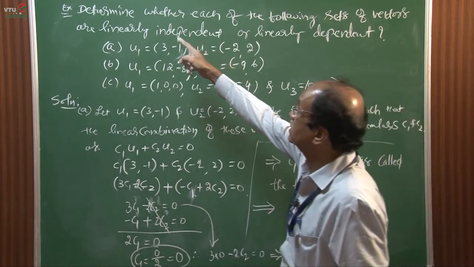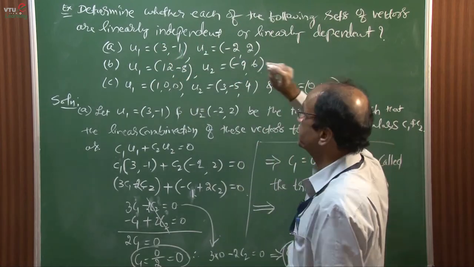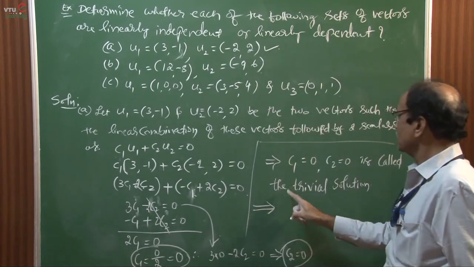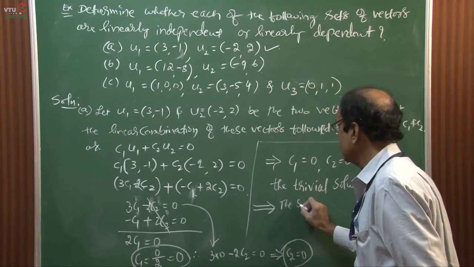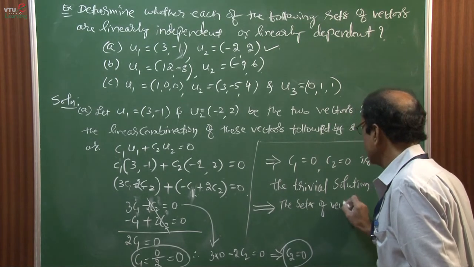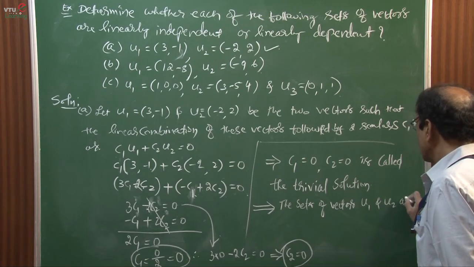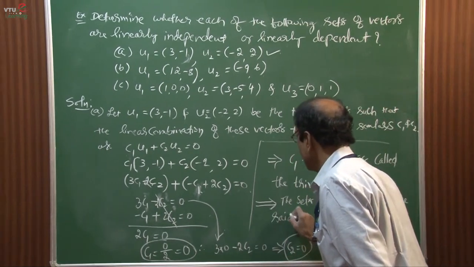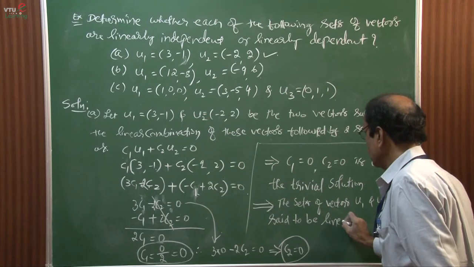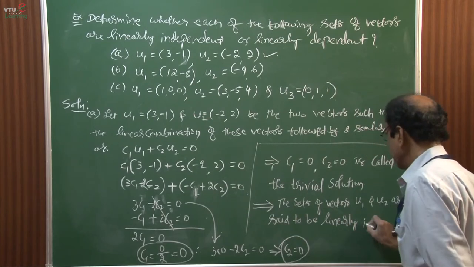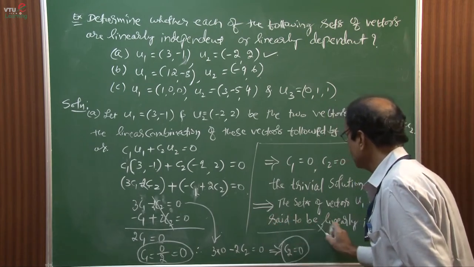What is your question? Determine whether each of the following sets of vectors are linearly independent or linearly dependent. The first problem we are answering, the set of vectors u1 and u2, are said to be linearly independent. Correct? Linearly it is independent. So, this is the conclusion.